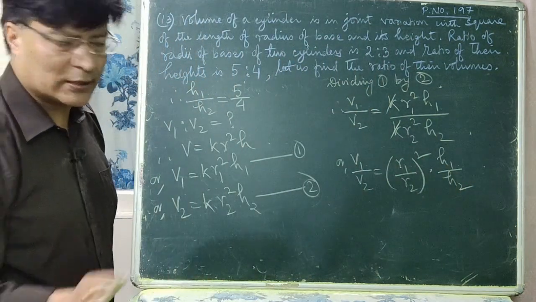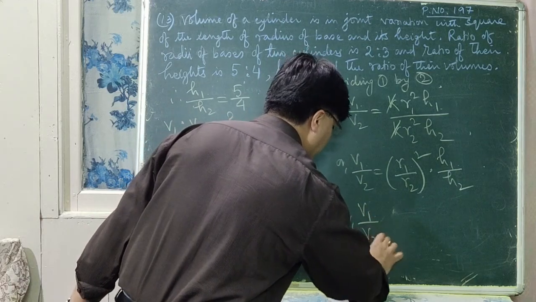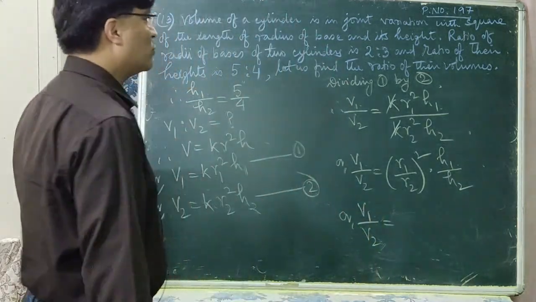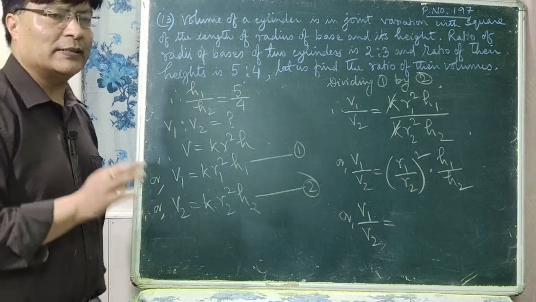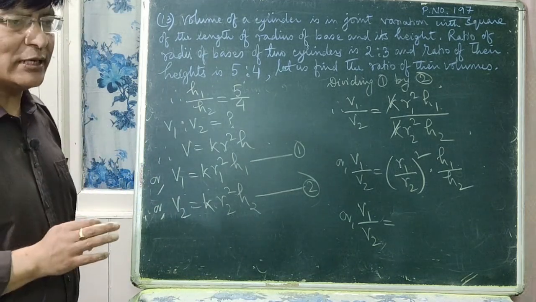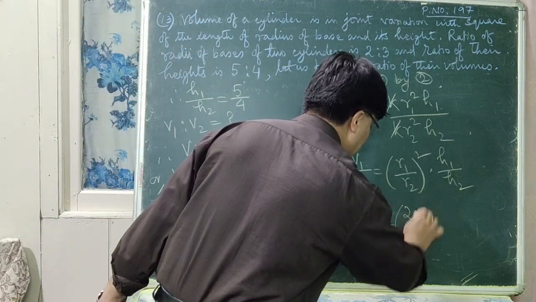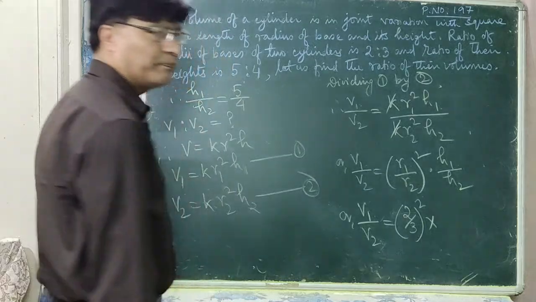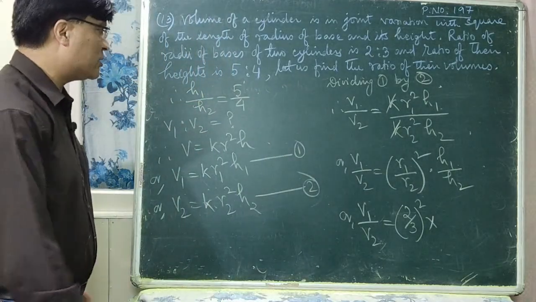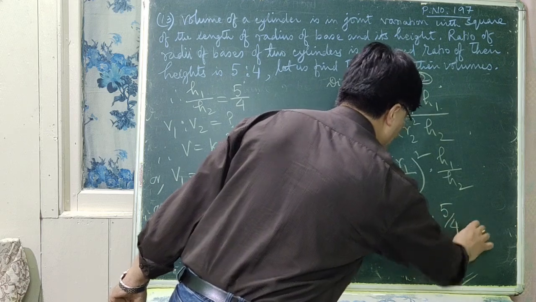I think I've understood it. So let us put the values. V1 upon V2 is equal to, what was R1 by R2? That is the ratio of radii of the bases of the two cylinders. That was 2 by 3. So you can write here 2 by 3 whole square into, what is the value for H1 by H2? It is 5 by 4, right? So this is your 5 upon 4.